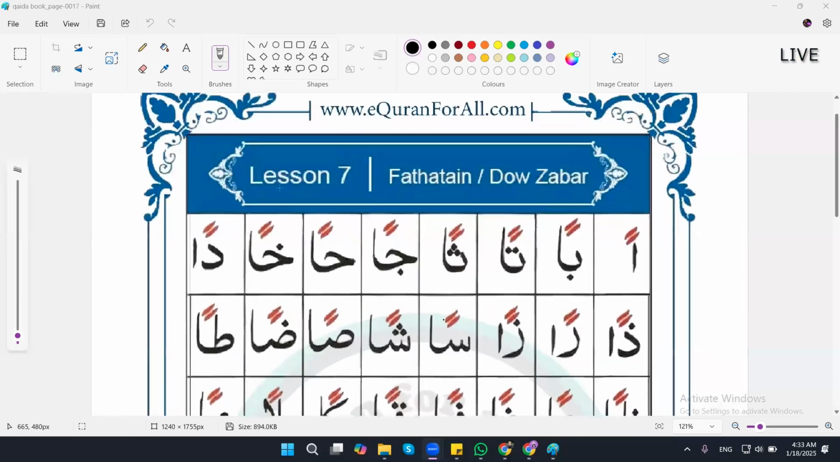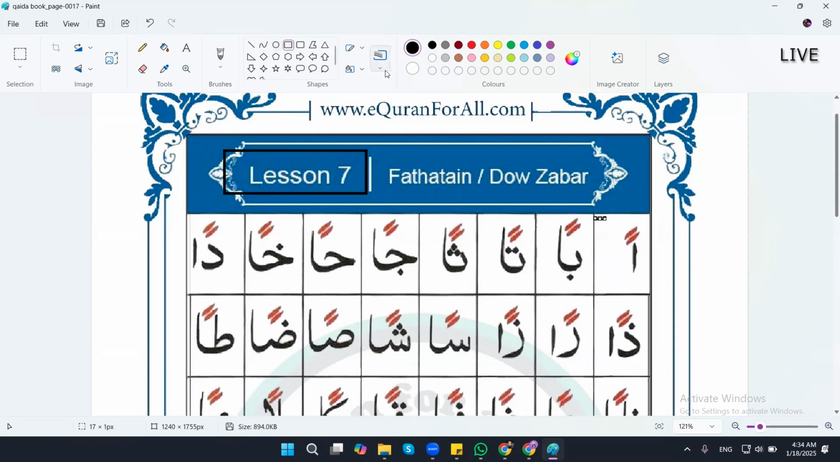So today we will start lesson number 7 and it is about double fatha. First of all, read A'udhu Billah and Bismillah. أعوذ بالله من الشيطان الرجيم بسم الله الرحمن الرحيم.